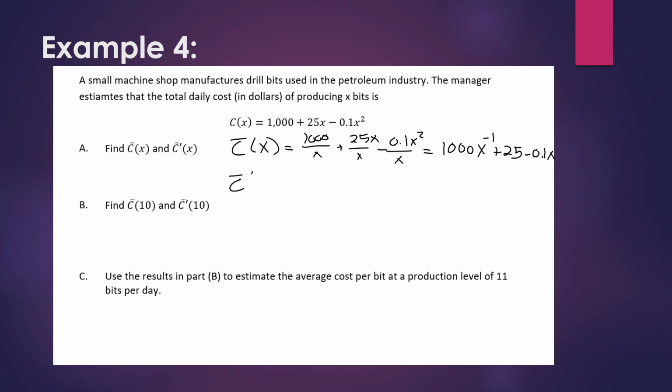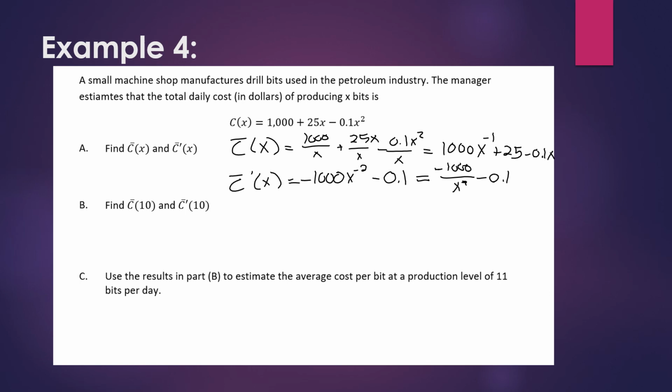So to find the average marginal cost, we take the derivative of that. This will be negative 1,000 x to the negative 2 minus 0.1. You can leave your answer like this, but if we're going to have to compute, it might be easier to move that x squared to the denominator. So this is going to be negative 1,000 divided by x squared minus 0.1. And in B, they want us to plug in 10. So they say find the average cost of 10 units and find the average marginal cost of 10 units.